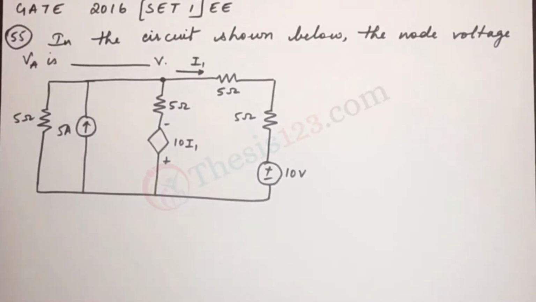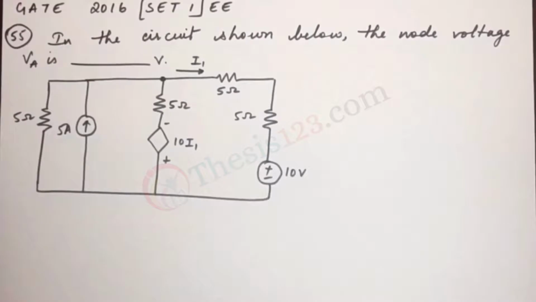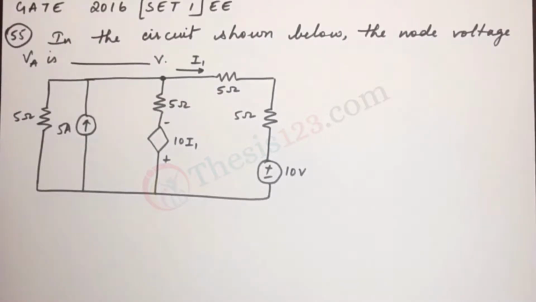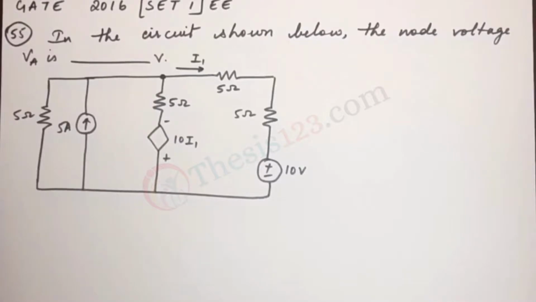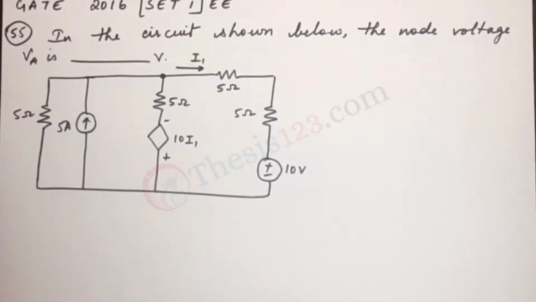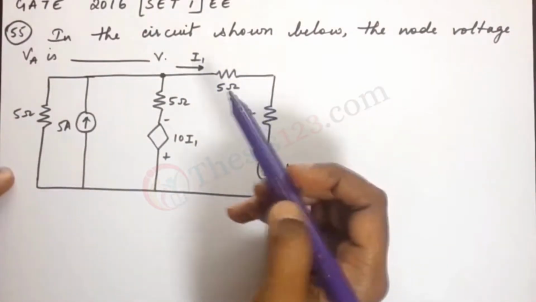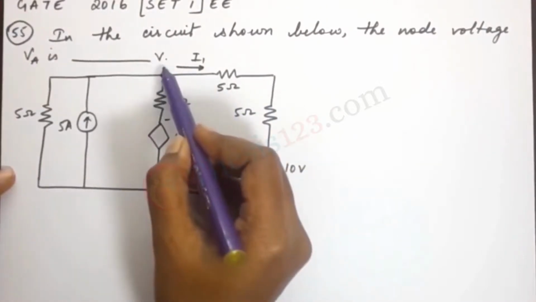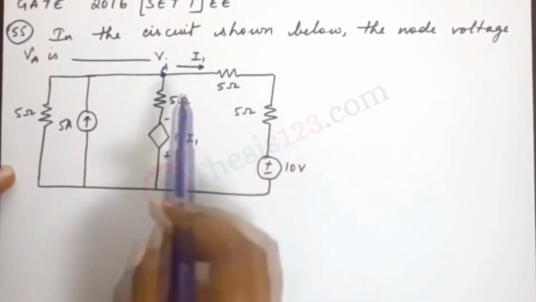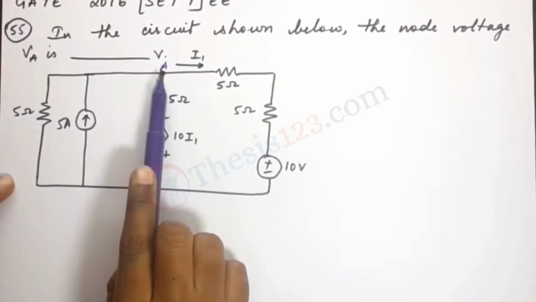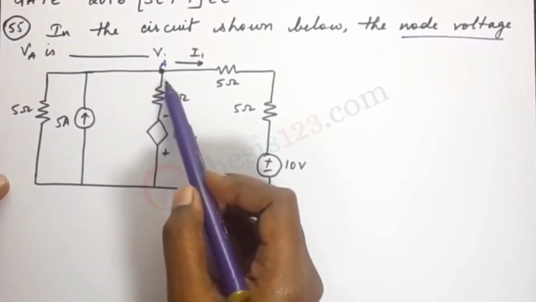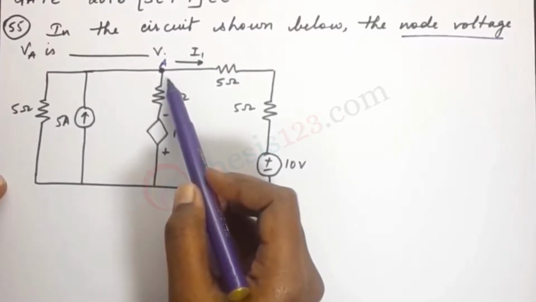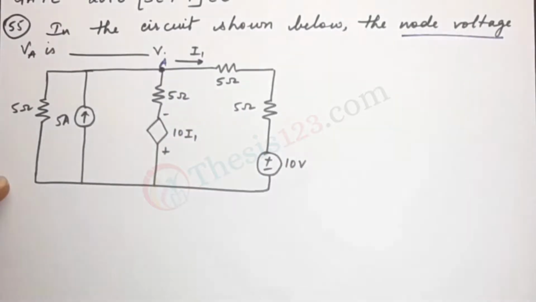Here's the last question in the paper. 55. In the circuit shown below, the node voltage VA is dash. Okay, so now because the question says node voltage of VA, that would be exactly at this point here. So the node voltage tells us that we can use KCL in order to find VA quite easily.